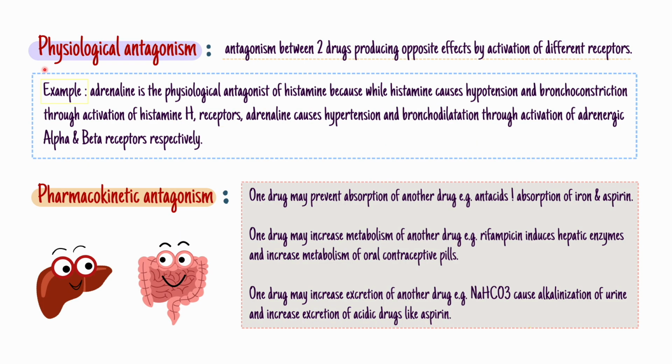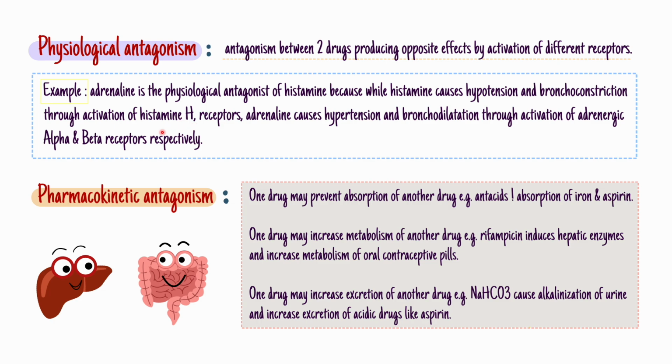The third type is physiological antagonism, in which 2 drugs combine with 2 different receptors. However, the results that they produce are completely opposing to each other. In the beginning, we discussed that 2 drugs compete for the same receptor. However, in this example, these 2 drugs are combining with 2 different receptors, and the results are completely opposing to each other. A very bright example we have is in case of anaphylactic shock.